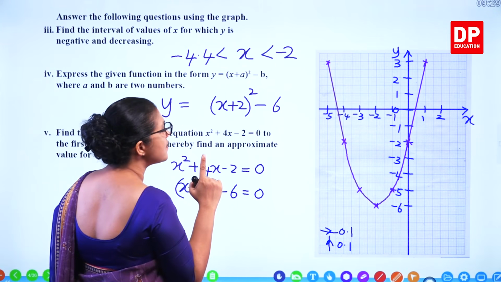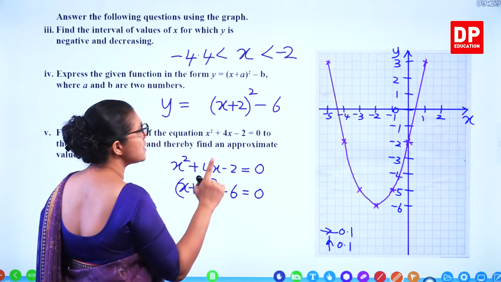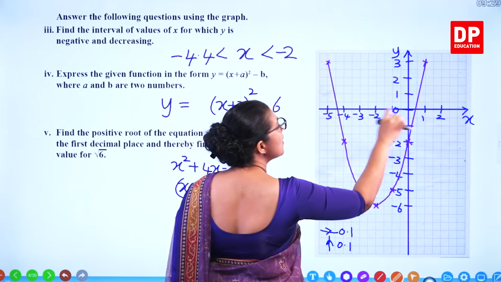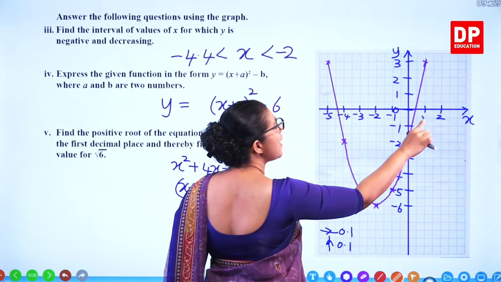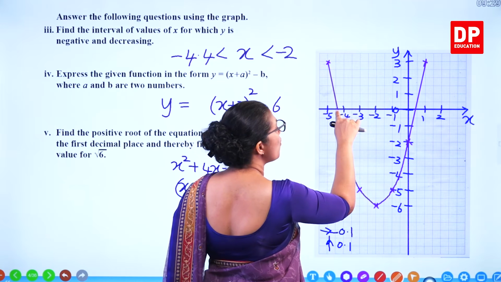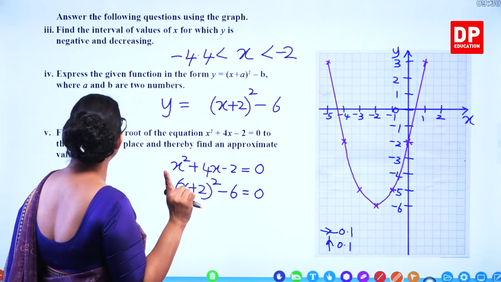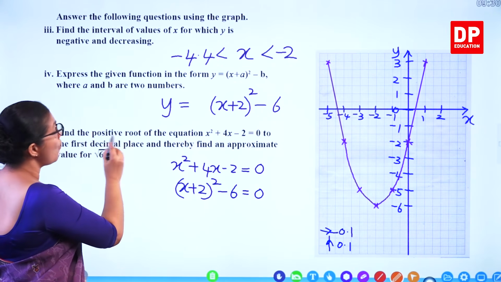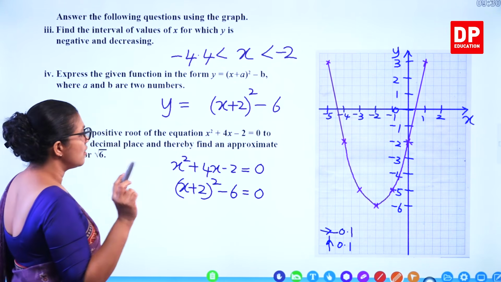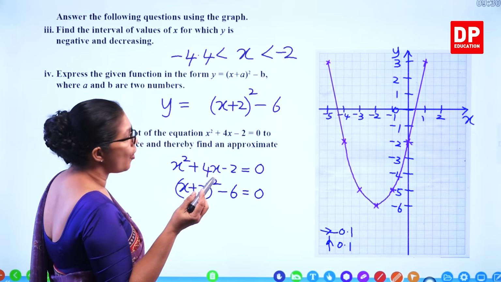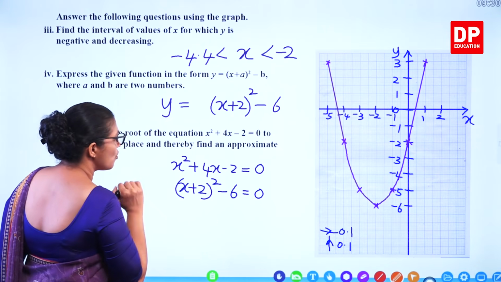Y values are 0. So what are the solutions when y equals 0? Y equals 0 means on the x-axis. So minus 4.4 and 0.4. But you need only the positive root. So we are taking only 0.4.